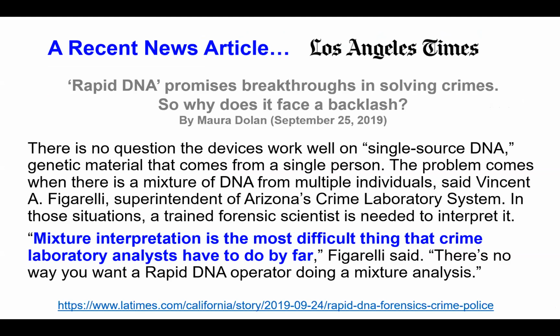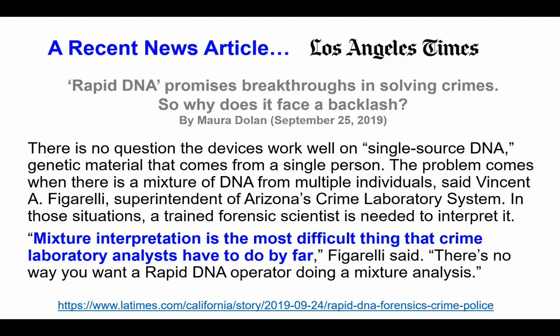This is from a Los Angeles Times article about 6 weeks ago that points out, on rapid DNA, that there's no question that single source DNA works well, but the challenge comes with mixtures. And this quote is from Vince Figarelli from Arizona: "Mixture interpretation is the most difficult thing that crime laboratory analysts have to do by far."